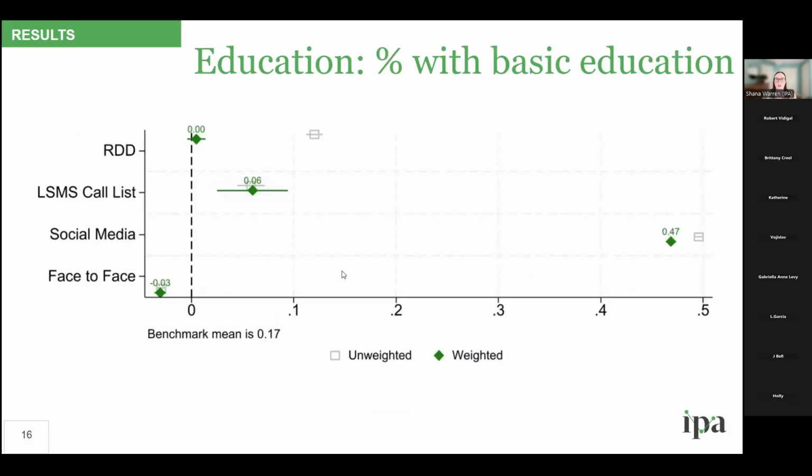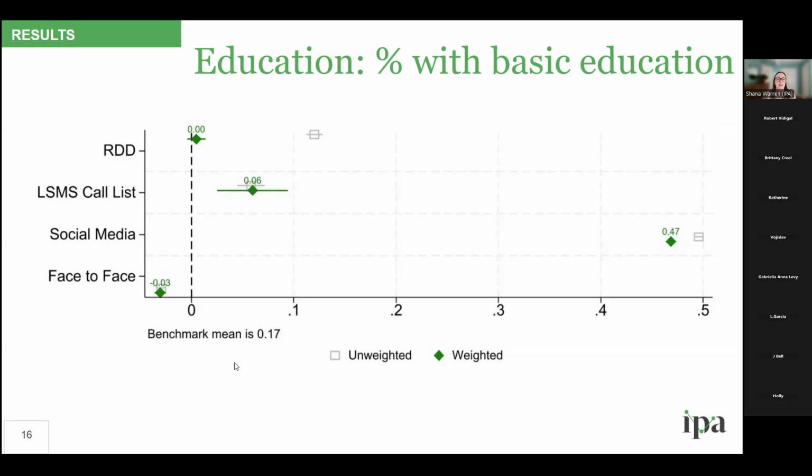For education, we harmonized education data using a set of UNESCO measures that classified education as no formal education, having completed basic or primary, intermediate or secondary education, and then this advanced category for higher education. Okay. What do we see?